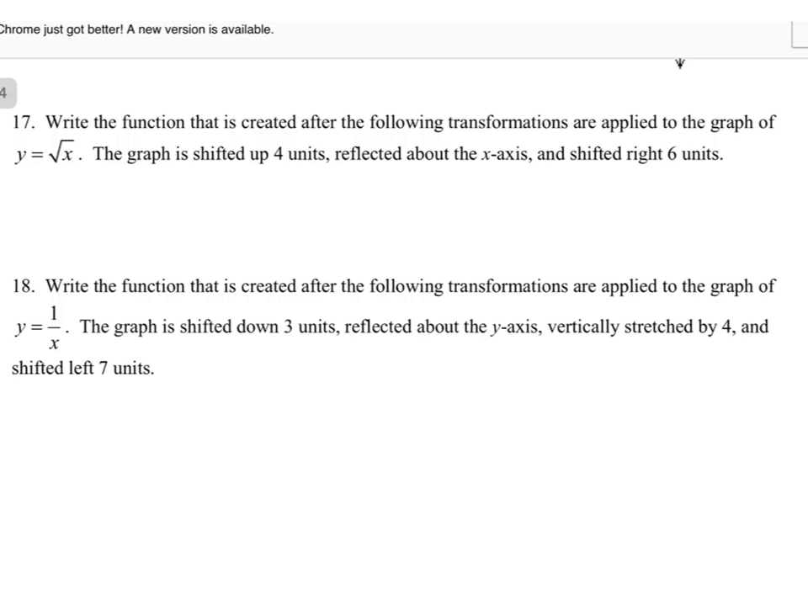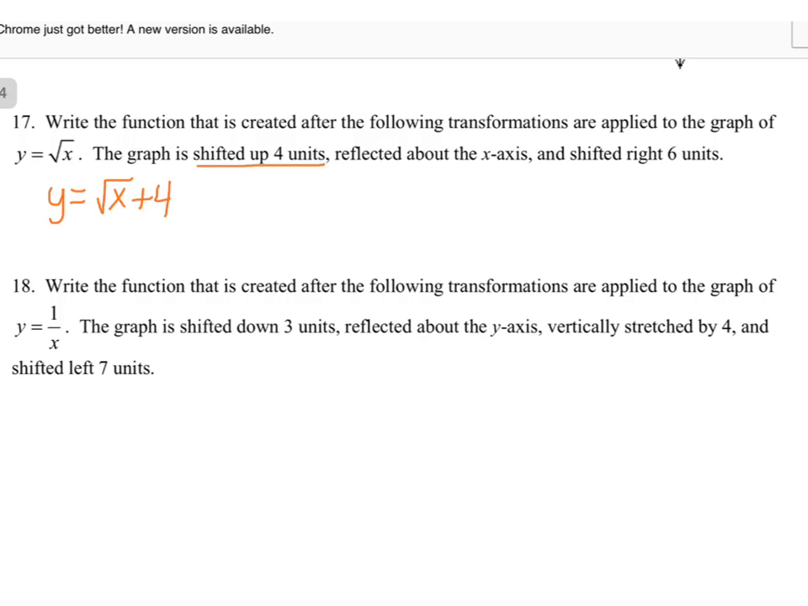For the first one, the graph is going to be shifted up 4 units. So with the square root of x function, what that's going to do is just add on 4 on the outside of the function. And you can graph these as you go. I would graph y equals the square root of x as y1, and y equals the square root of x plus 4 as y2, and make sure that it actually moves up 4. That's a really quick and easy way to check and make sure you're building these the right way.